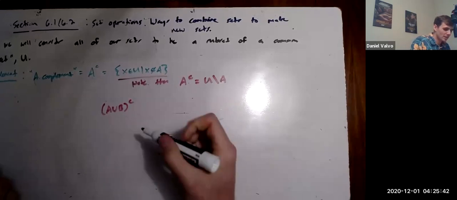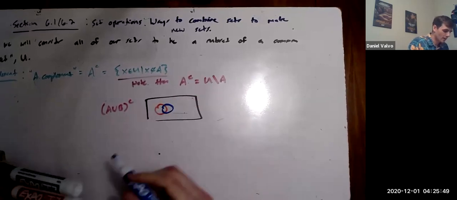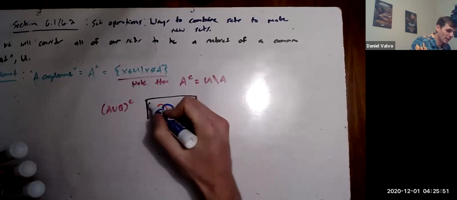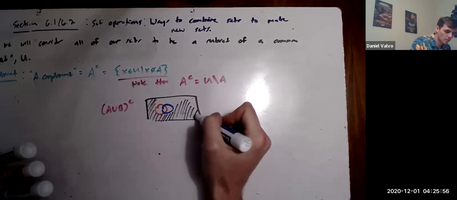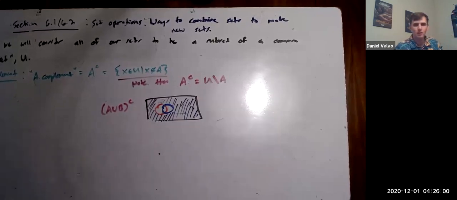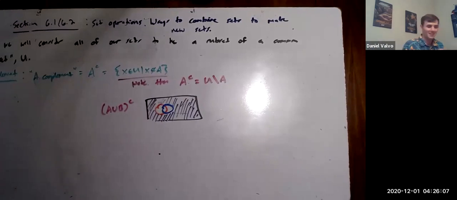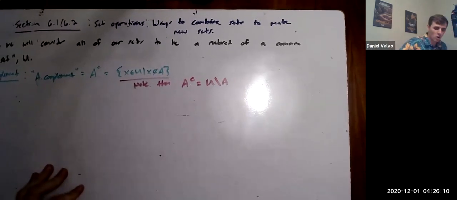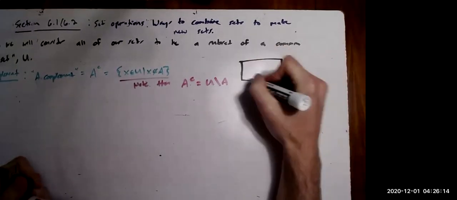That is, if you had A and you have B, you just take everything that's not in A or B. Makes sense, I hope. And so the actual picture for the complement would just have one ball.